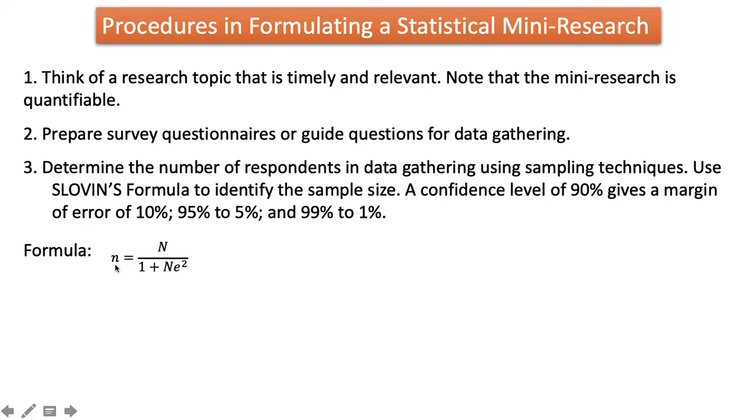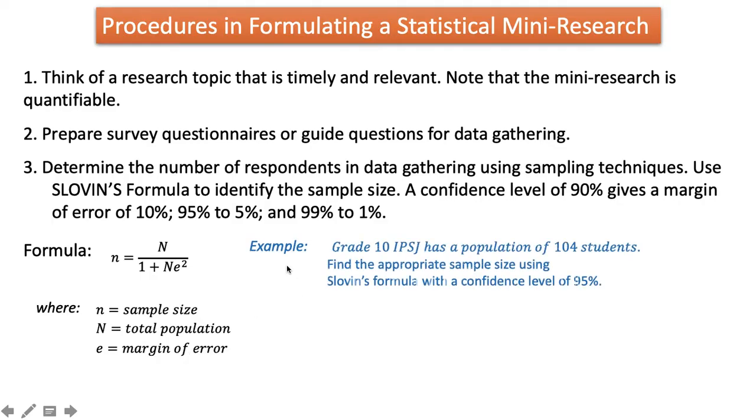So, n is equal to N over 1 plus N times e squared, wherein lowercase n represents the sample size, uppercase N is the total population, and e is the margin of error. So let us try this in this given situation. Grade 10 IPSJ has a population of 104 students. Find the appropriate sample size using Slovin's formula with a confidence level of 95%. So first, we're going to write the formula and lay down the given.